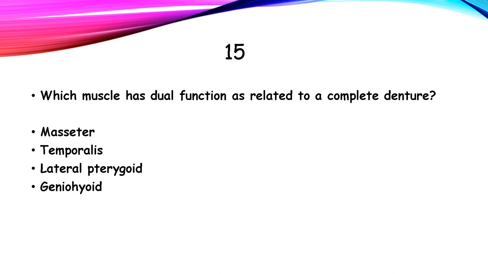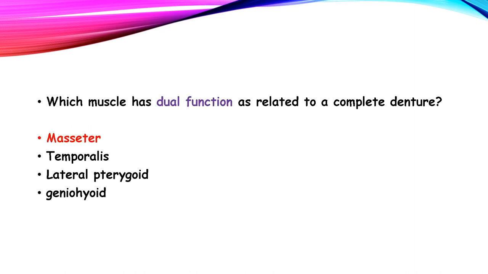Coming to the next question, which muscle has dual function as related to a complete denture? Masseter, temporalis, lateral pterygoid and geniohyoid are the options. The correct option is masseter, since it has dual function, that is it acts both as a muscle of mastication as well as a border limiting muscle.